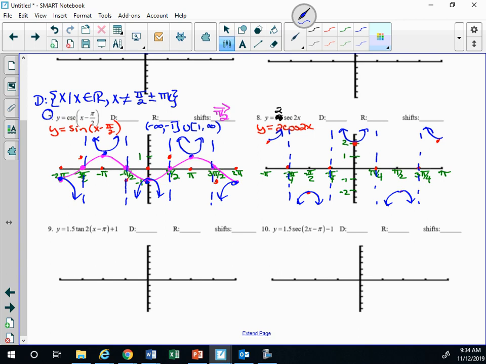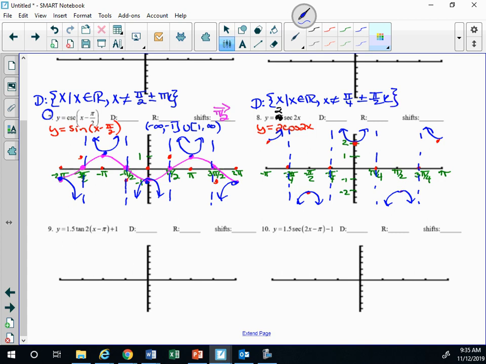You do okay? All right, domain. What did you write for domain? X such that X is an element of the reals, but X cannot equal pi over 4 plus or minus pi over 2k. Yes? Ooh, look at you guys, on fire. Okay.